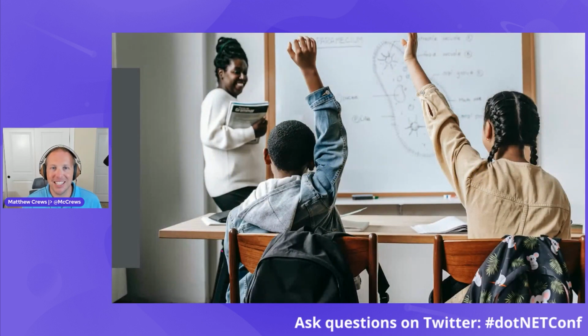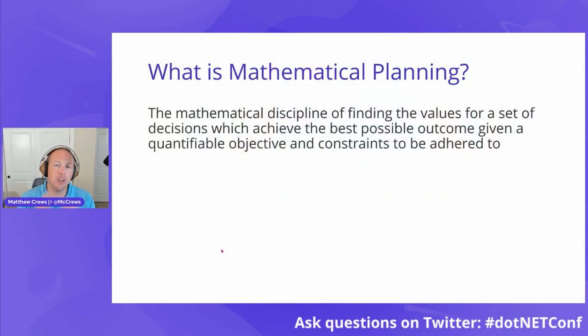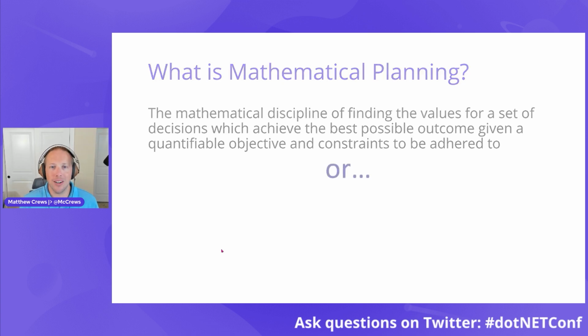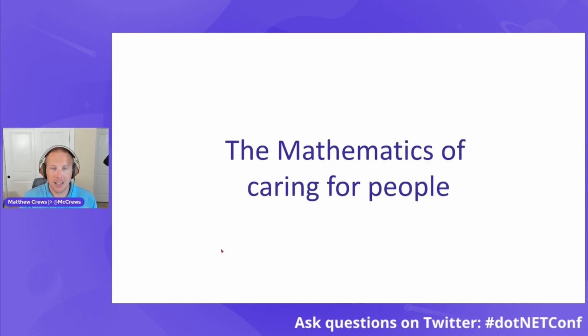Now, this begs the natural question, okay, Matthew, what is mathematical planning? I don't know what it is. Well, I could give you a very clinical response. It's a discipline of finding values for a set of decisions that achieve the best possible outcome, given some quantifiable objective and constraints to be adhered to. Clinical, true, or the definition I prefer is it's the mathematics of caring for people.